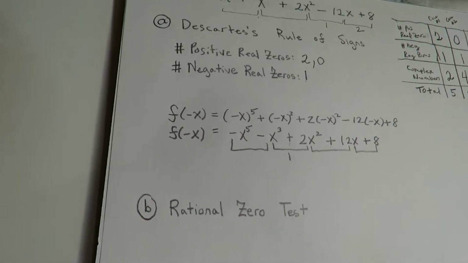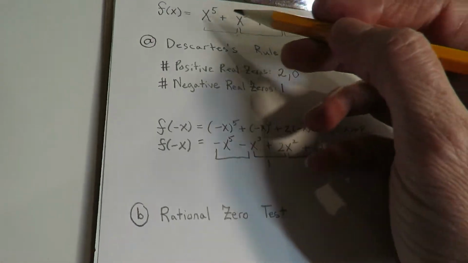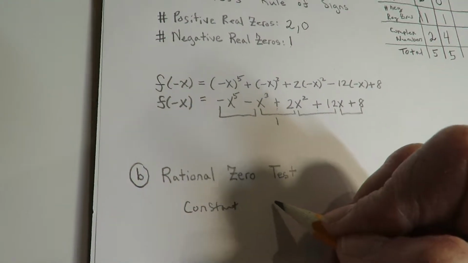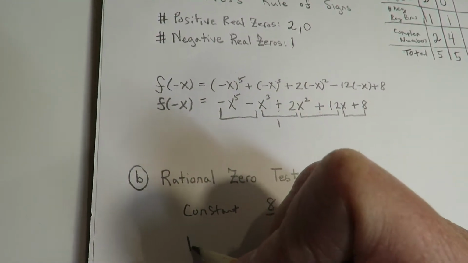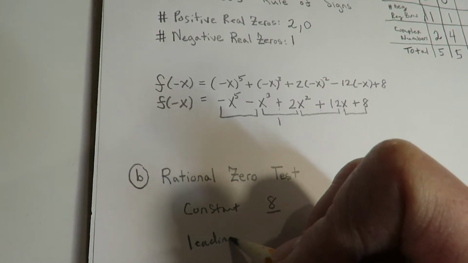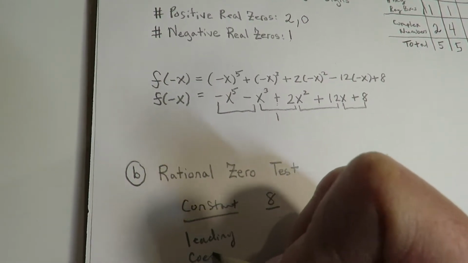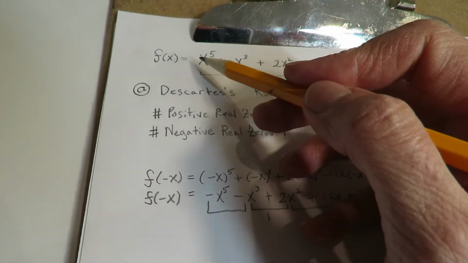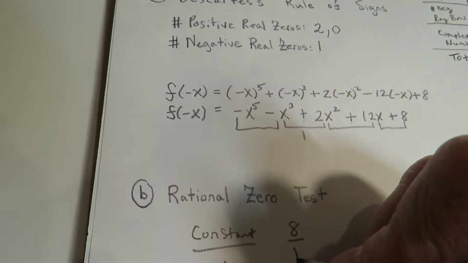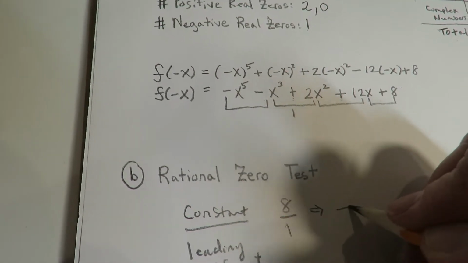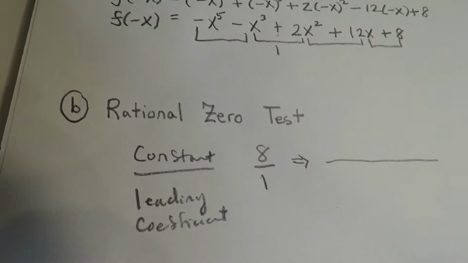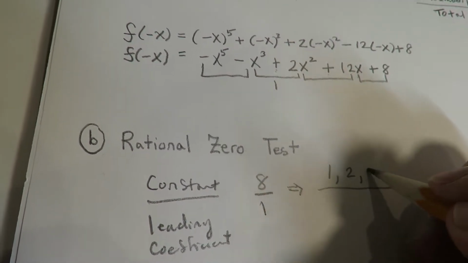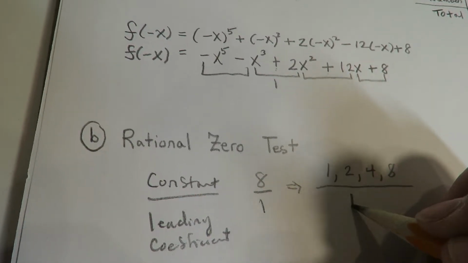So how you do the rational zero test is it's the constant over the leading coefficient. So you take the constant, which is 8, and you put it over the leading coefficient. All right, the leading coefficient here is a 1. If there's nothing here, the default is a 1. Now, what you want to do is write down all the factors of each side. So for instance, all the factors of 8 would be 1, 2, 4, and 8. And 1 is just 1.